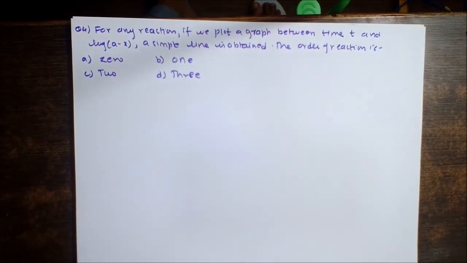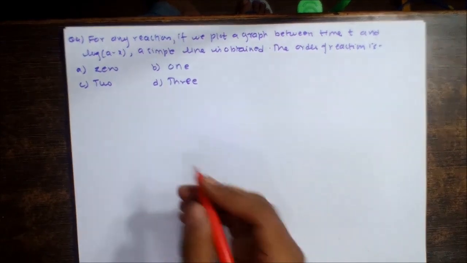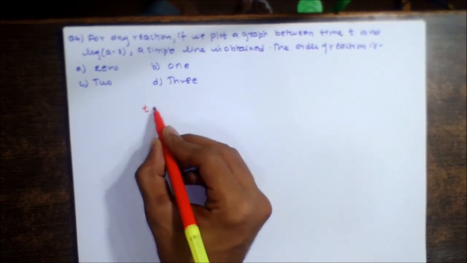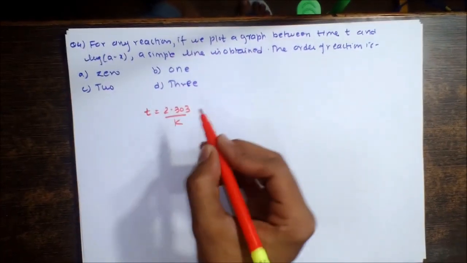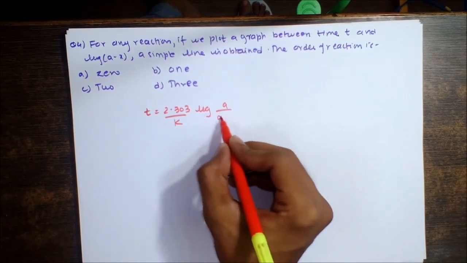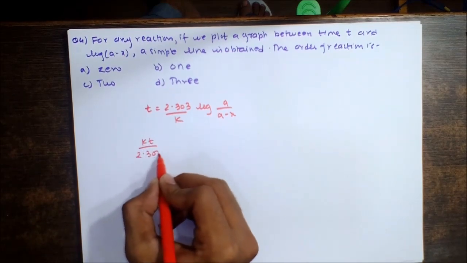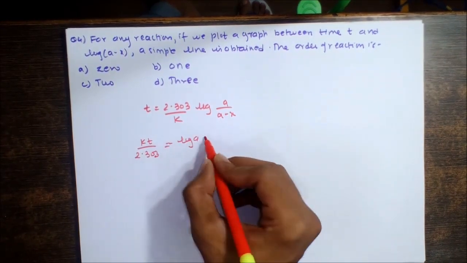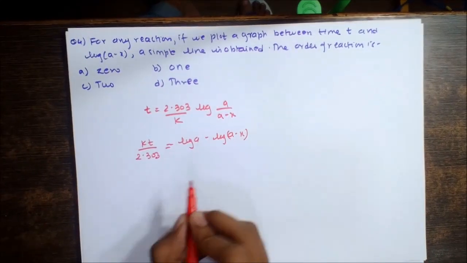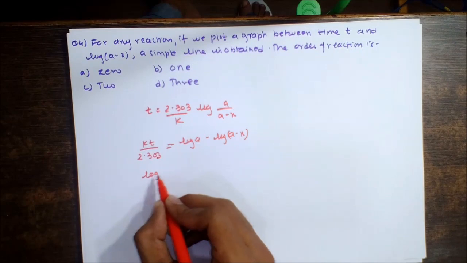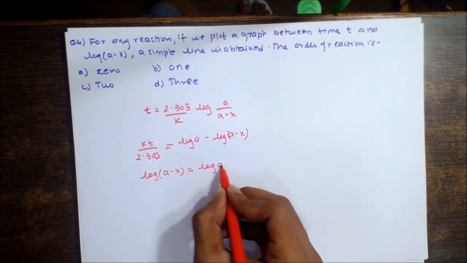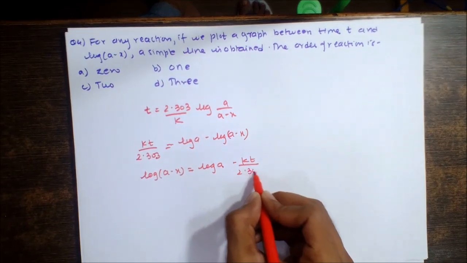Question 4. For any reaction, if we plot a graph between time t and log of a minus x, a straight line is obtained. The order of the reaction is. Now let us consider the equation for first order. t equals 2.303 upon k log a upon a minus x. On simplifying this, I get kt upon 2.303 equals log a minus log of a minus x, which can also be written as log of a minus x equals log a minus kt upon 2.303.